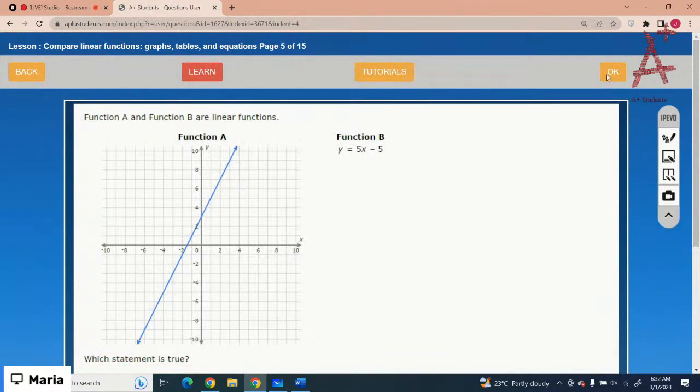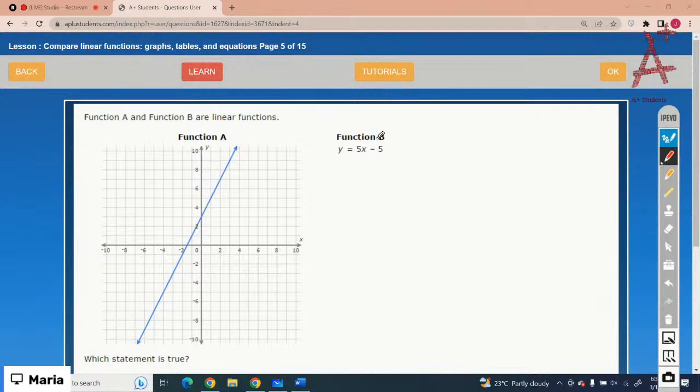Okay, the next one is y equals mx plus b. So the slope of this one is m equals 5. Got it? And the slope of this one is 1, 2, 3, and here you have 1.5.